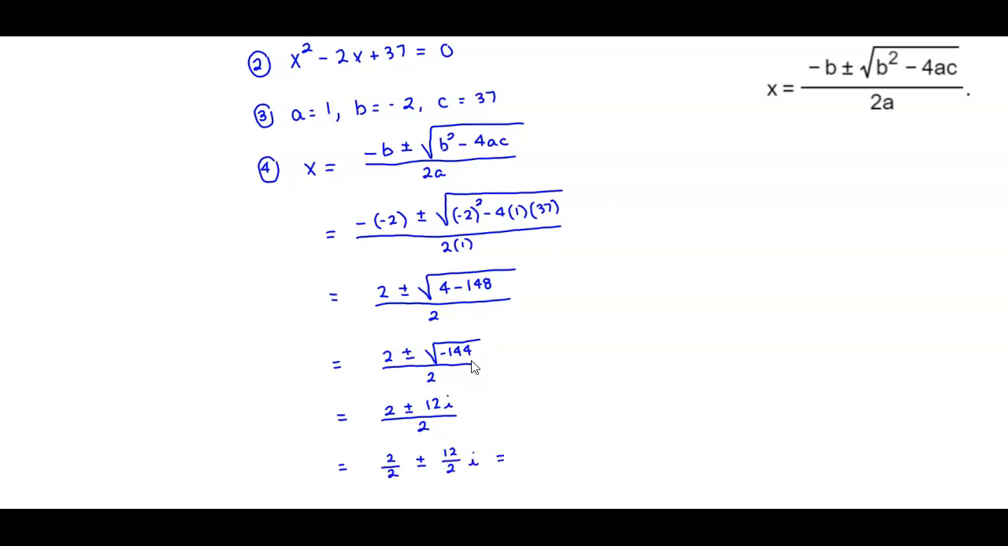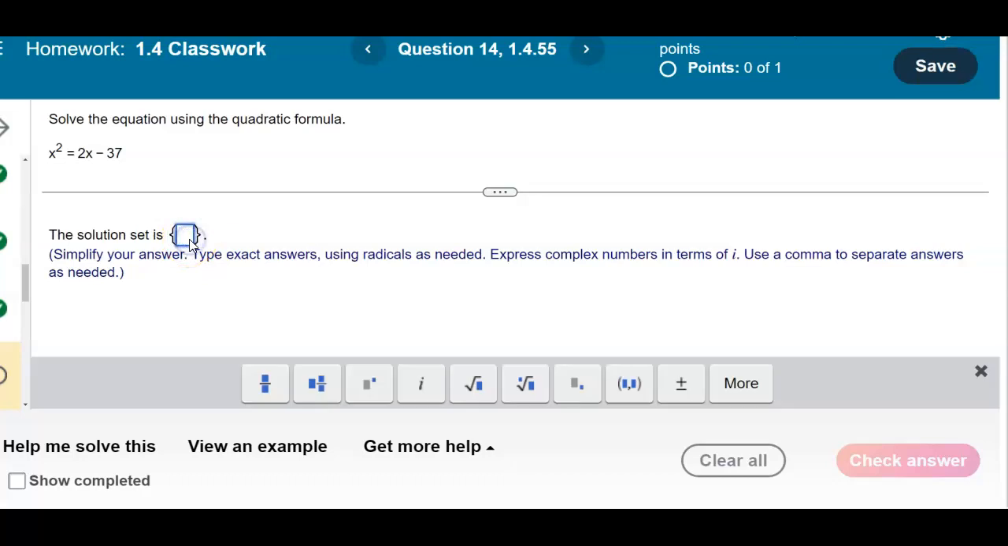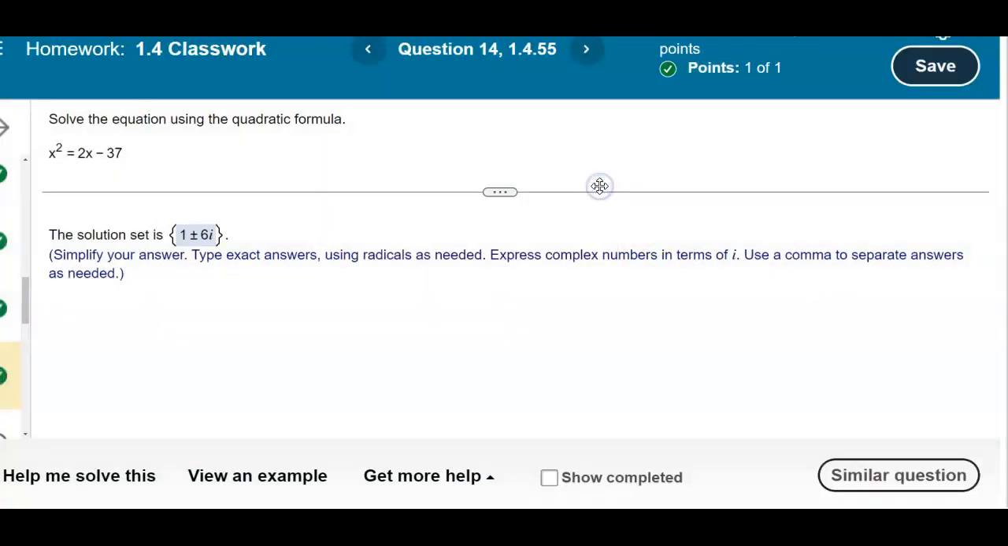So we end up getting the following. Well, 2 divided by 2 is 1, plus or minus 12 divided by 2 is 6. So that's plus or minus 6i. And so therefore that's going to be our answer. So we have 1 plus or minus 6i. So let's go ahead and put that in here. So we have 1 plus or minus 6i. Check our answer, and there is our result.